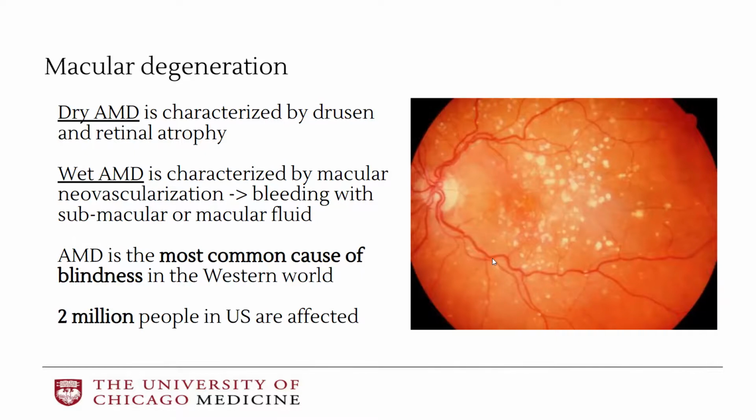Wet macular degeneration, there is actually fluid under the retina or sometimes within the retina. And usually there's some amount of bleeding as well. There are blood vessels in areas where they're not supposed to be, and that is what causes wet macular degeneration. This condition is the most common cause of blindness in the Western world, and about 2 million people in the United States are affected.